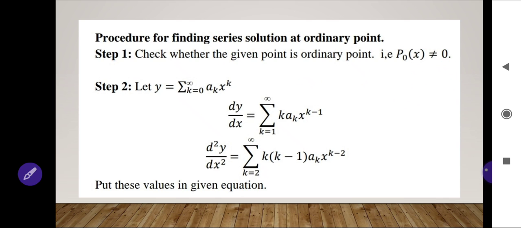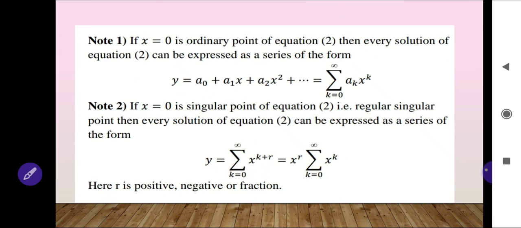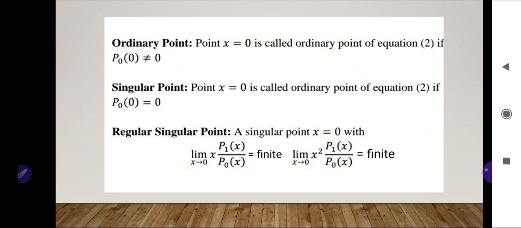And now if x equal to 0 is an ordinary point, then we can write the solution in the form y equals summation k varies from 0 to infinity ak x raised to k. Now we just consider the solution in this form, y equals ak x raised to k. Now we have to calculate the value of the coefficient ak so that we will get the original coefficient. To calculate this value of ak, the coefficient or constant term, we have to find the solution of equation number 2, that means this equation.